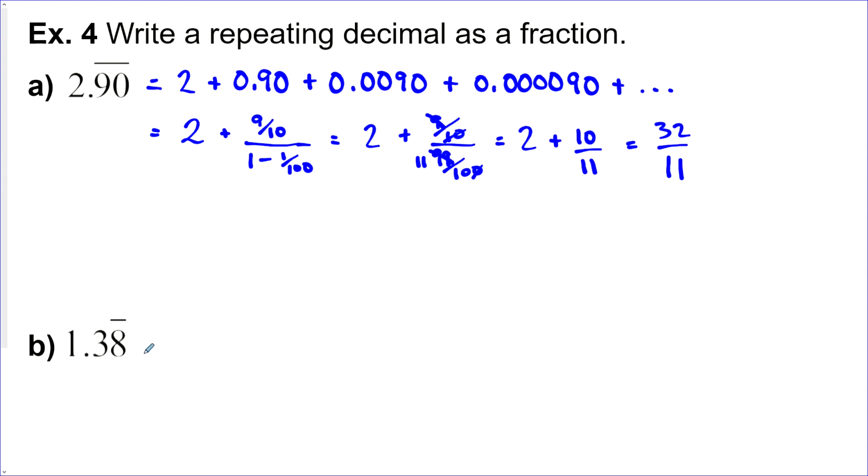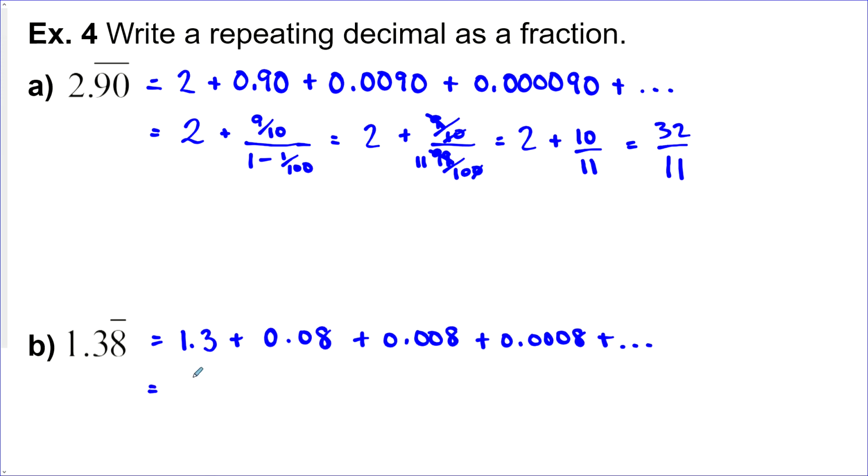Try the next one here, get an answer, and then restart the video once you have your own answer. This 1.3 is not part of the pattern, so we're going to break it off. And then the rest of the pattern proceeds like 0.08 plus 0.008 plus 0.0008, and so on. So the 1.3 here is just going to stay 1.3 for a while, but the rest of this makes up our series.